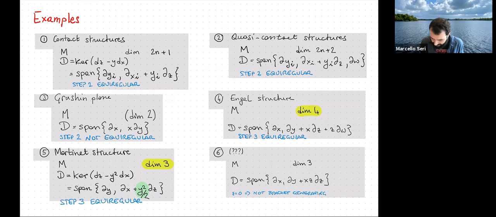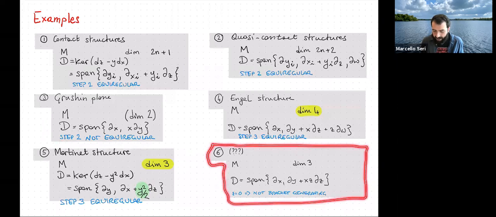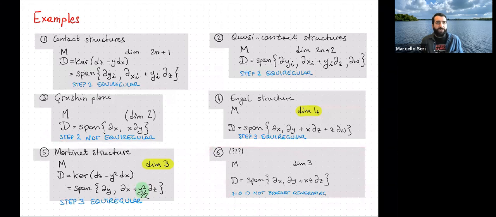And I want to show you another one that I have no idea if it has a special name. I copied it when I was at a seminar. I didn't write down a name and I couldn't find it anywhere else, but it's not something complicated to come up with. In a three-dimensional space, you take the distribution spanned by x and y plus xz dz. Then when z is 0, you will never be able to recover this. And so this is not bracket generating. For z equals 0, you won't recover the whole tangent space. So this is bad. This is not something we want.